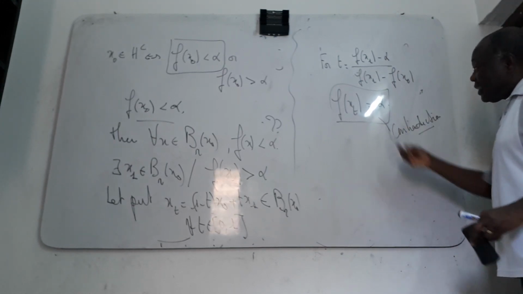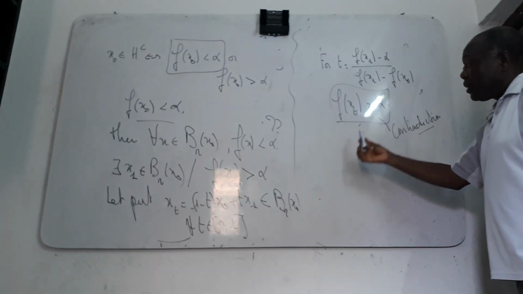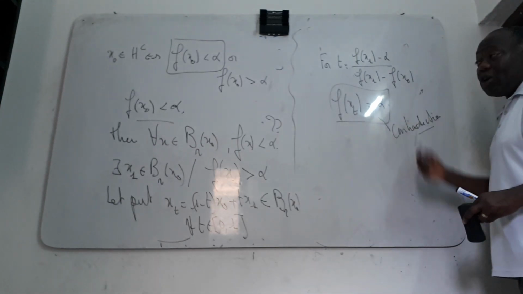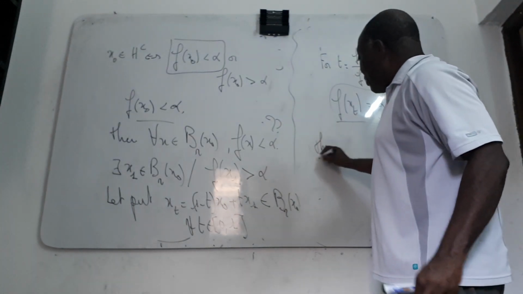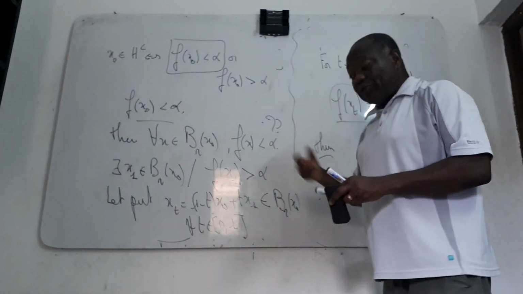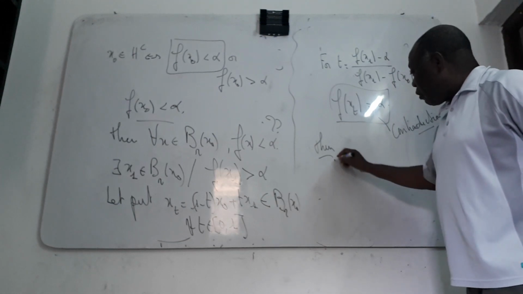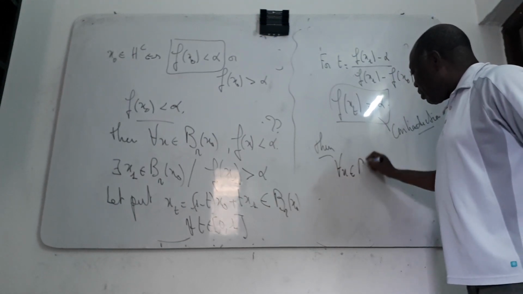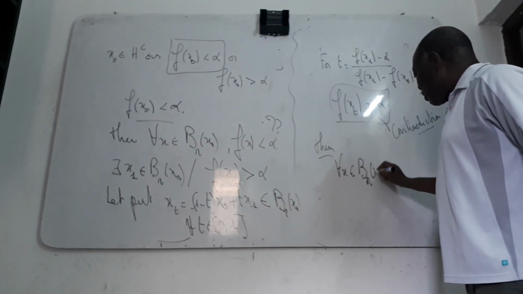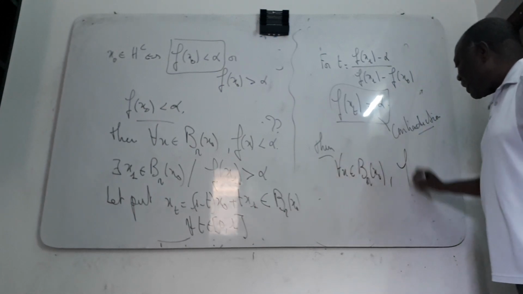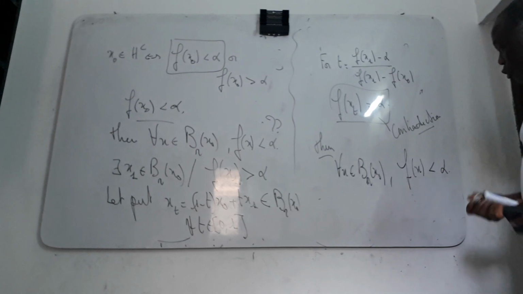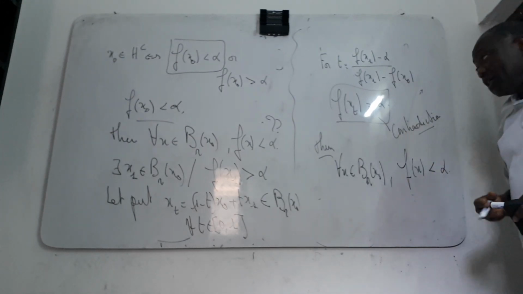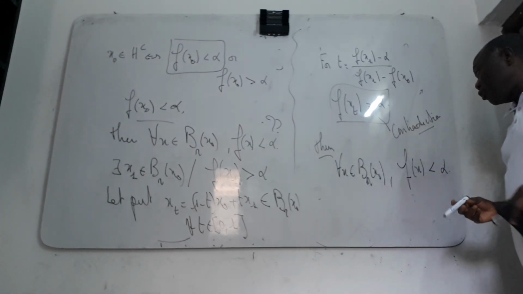Because S1, St is an element of the ball, f of t cannot be equal to alpha. Then what you suppose here is not correct. Then for all x in your ball, you have necessarily f of x greater than alpha. So you use it to prove that f is continuous.